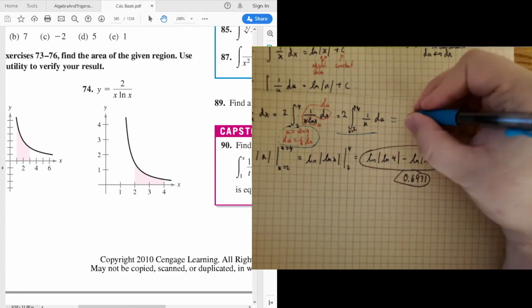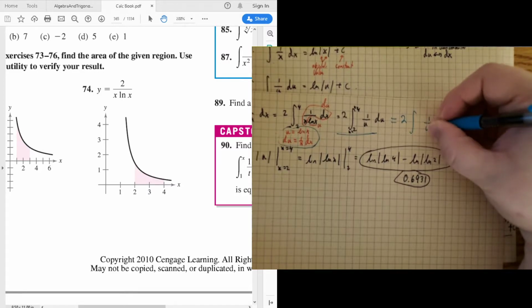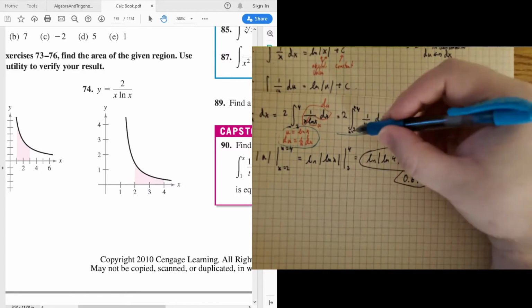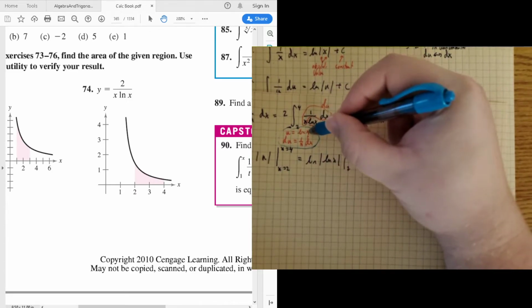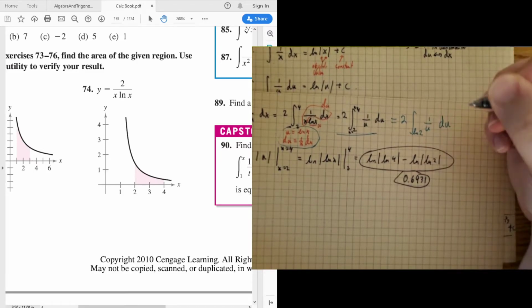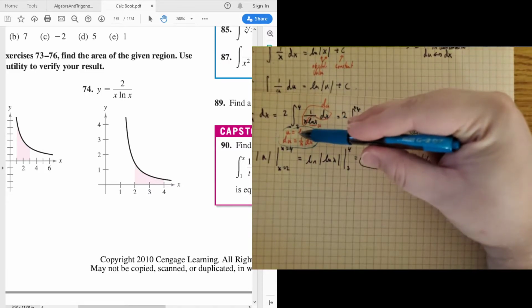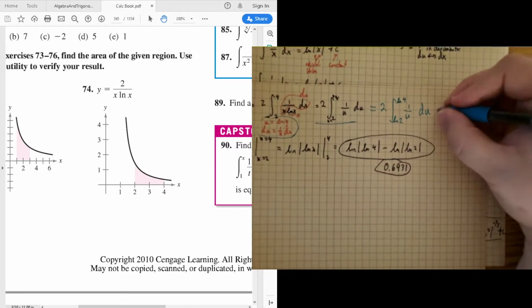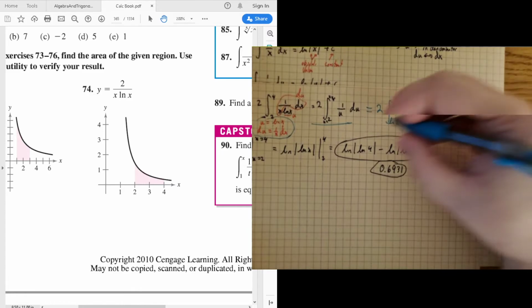I could have changed this entire function to be 2 integral 1 over u du. But I can actually change these boundaries, because if x equals 2, that also tells me what u equals. If x equals 2, then u equals ln of 2. If x equals 4, then u equals ln of 4. And you can quickly see that this will get the exact same result just by looking at the integral. So you'd have a 2 out front.